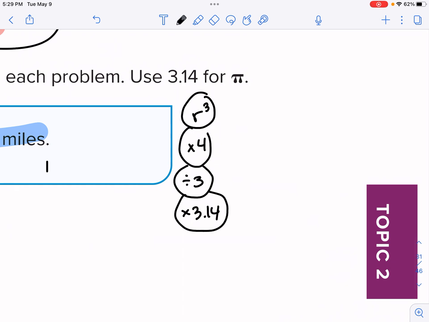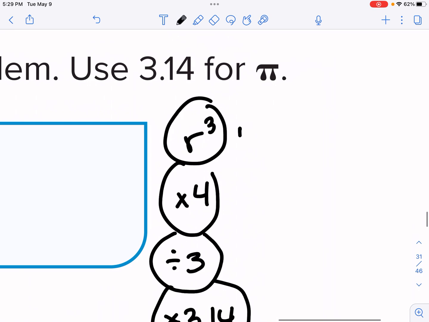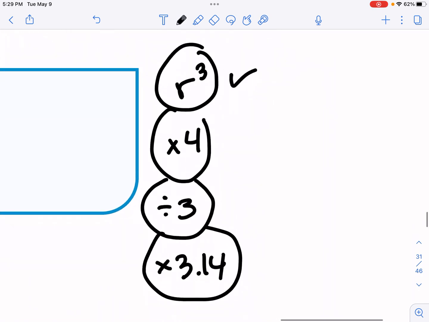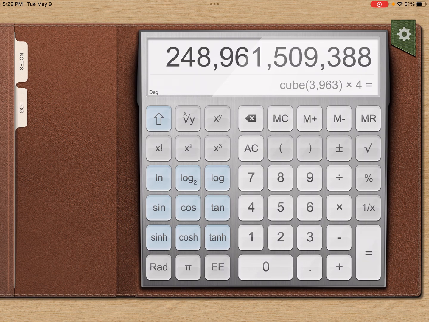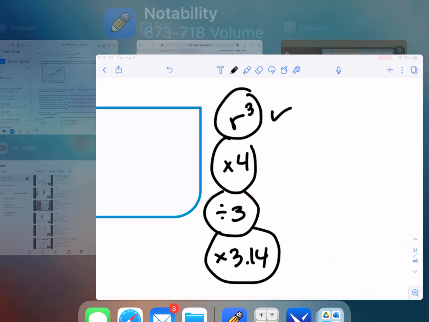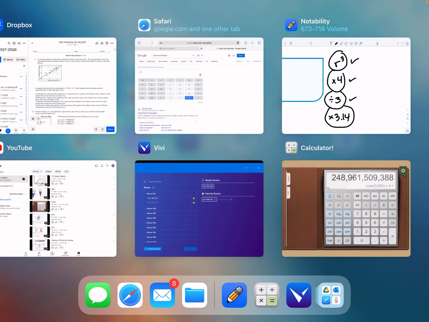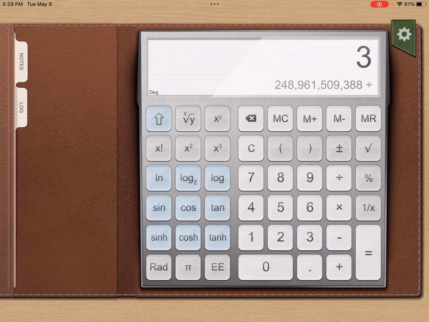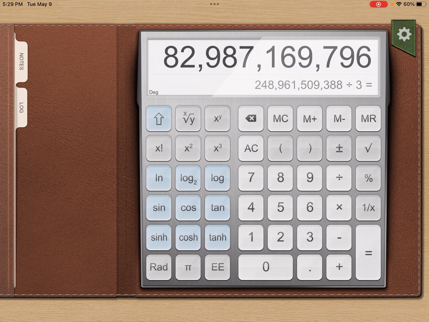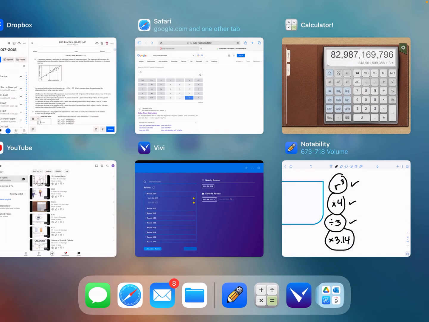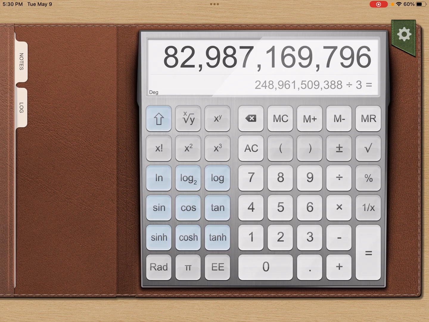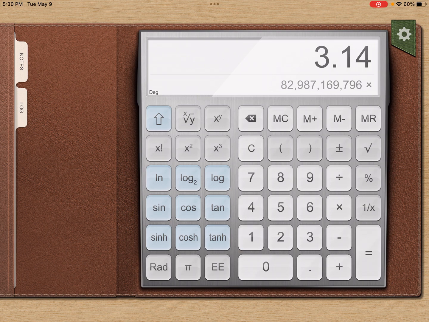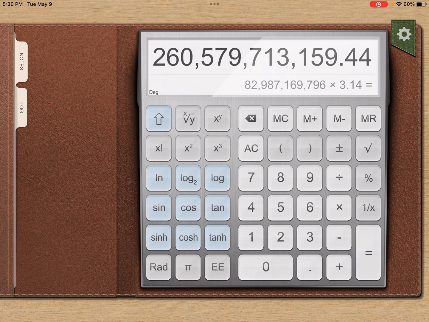So we already did r cubed. Check. I'm going to multiply that by 4. Enter. Big number. Now I'm going to divide by 3, hopefully make it a little bit smaller. Divide by 3. Ooh, look at that small number. And then now I'm going to multiply with 3.14. Okay, what is this number?